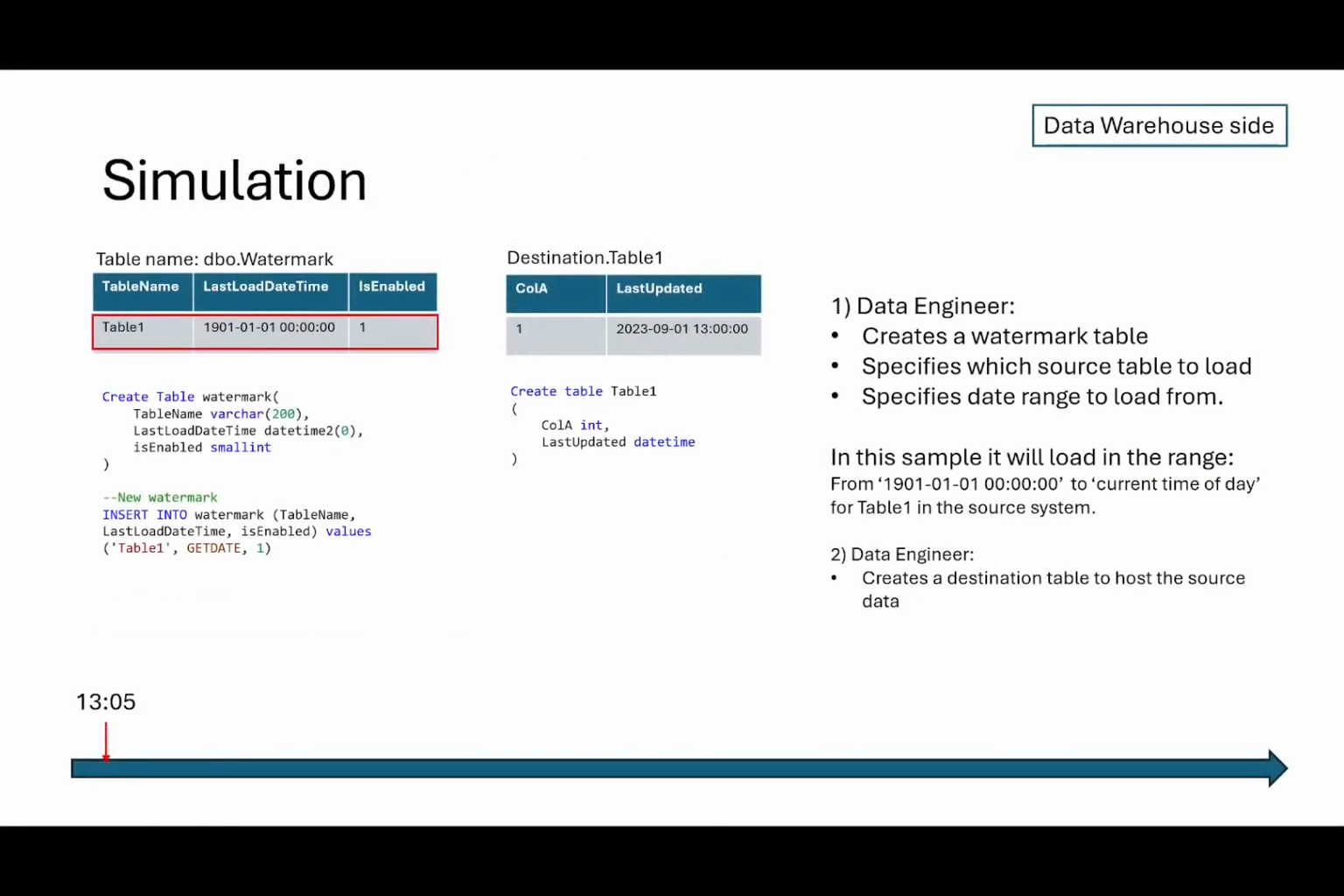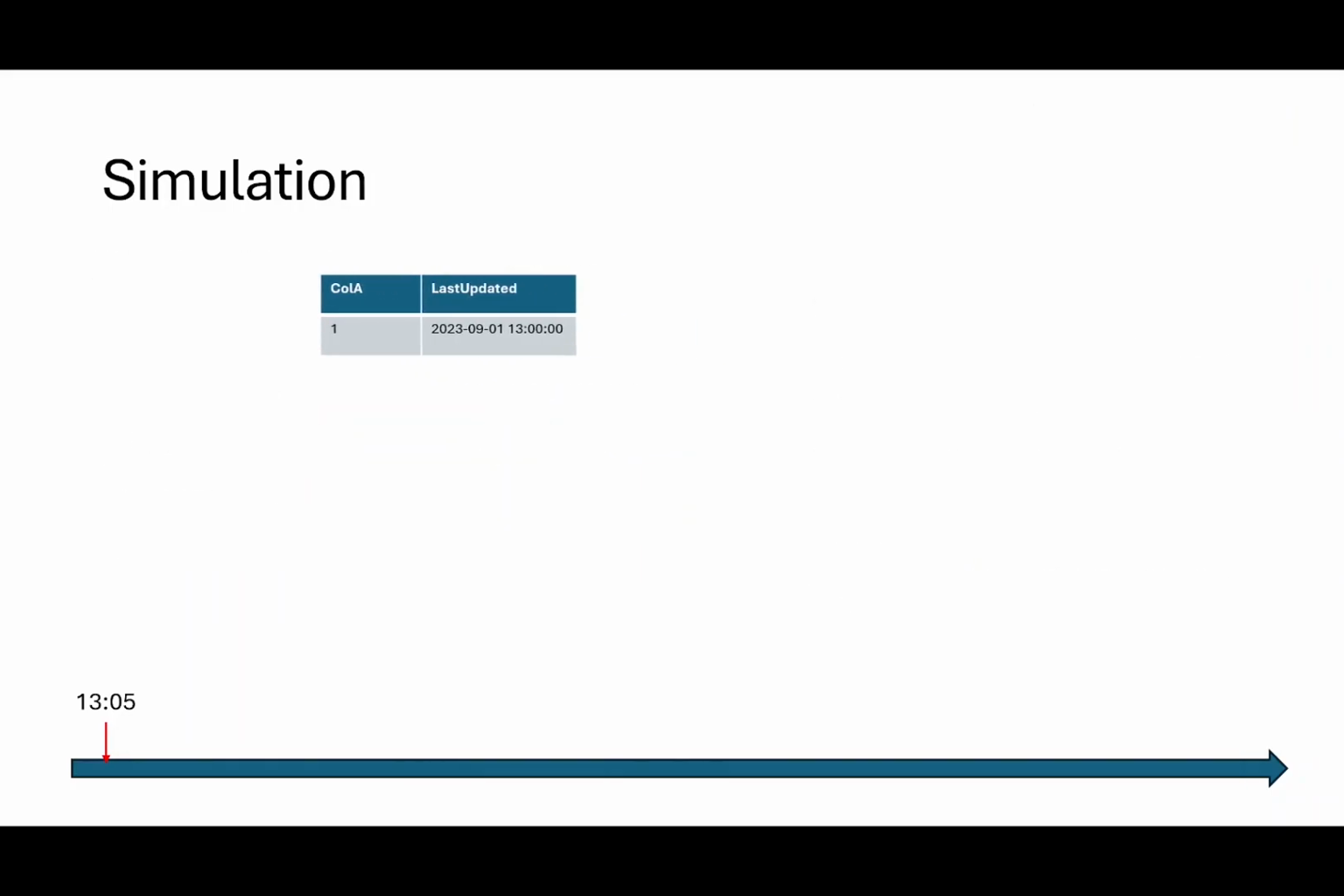So let's imagine that we have a data engineer. He starts by creating a watermark table. Then in this table, he specifies which source table to load and specifies the date he's going to load from. In this sample, he specifies that he's going to load from 1901 to current date time. Then the data engineer creates a destination table to host the source data at the data warehouse site.